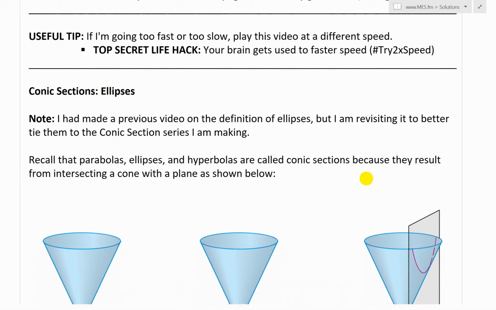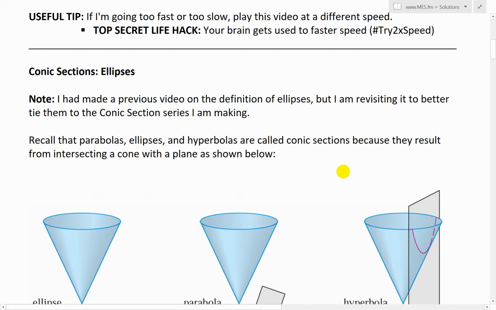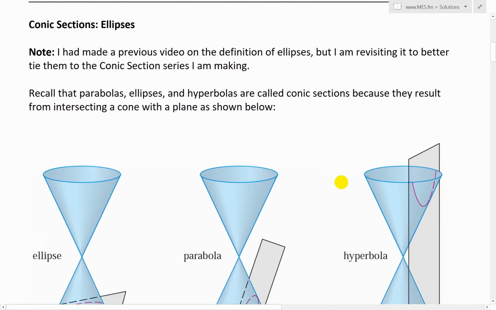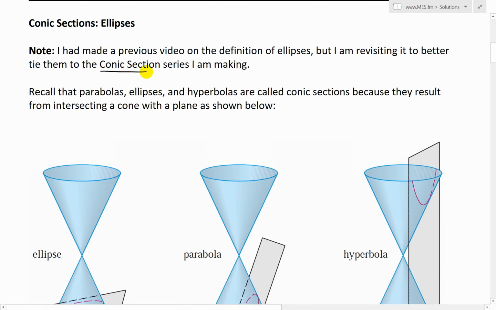So, conic sections: ellipses. But first I want to make a note. I had made a previous video on the definition of ellipses, but I'm revisiting it to better tie them to the conic section series that I'm making right now. You may have seen my earlier video; I think it was a couple of years ago that I went over ellipses. I'm just revisiting it now because it's going to be part of this conic section series.